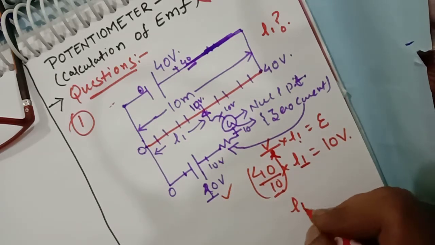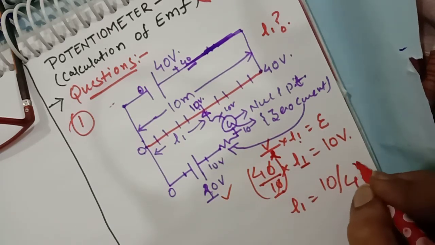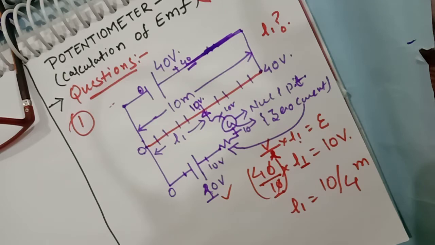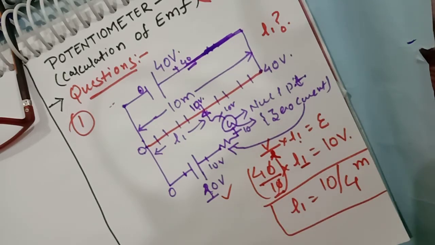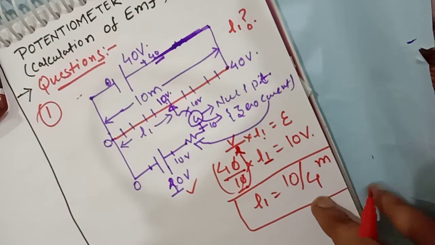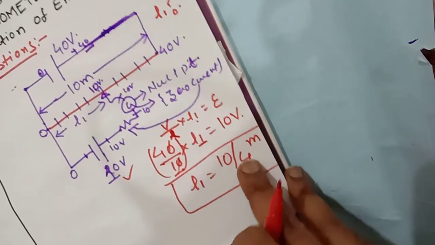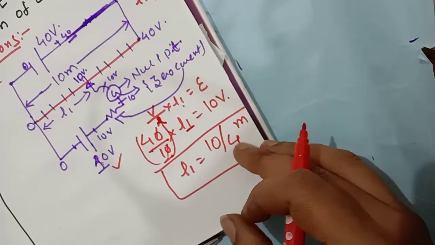Now what is L1 from here? 10 by 4 meters, right? Easy it is. 10 by 4 meters, right?